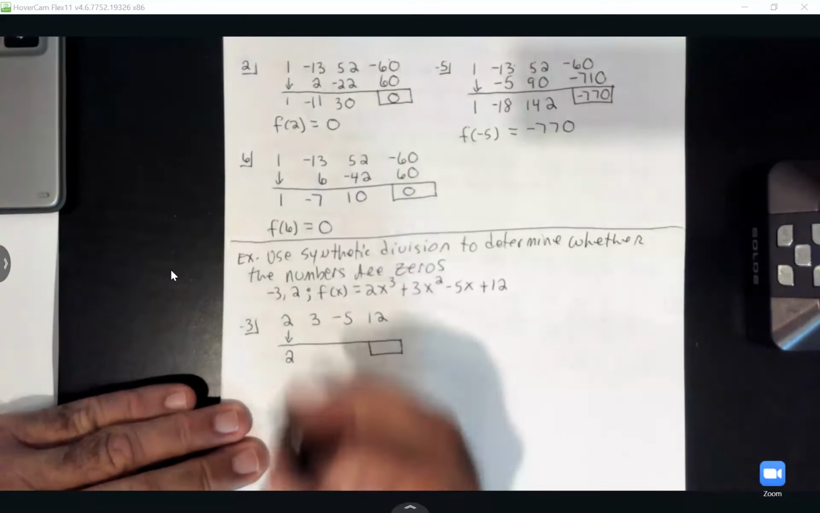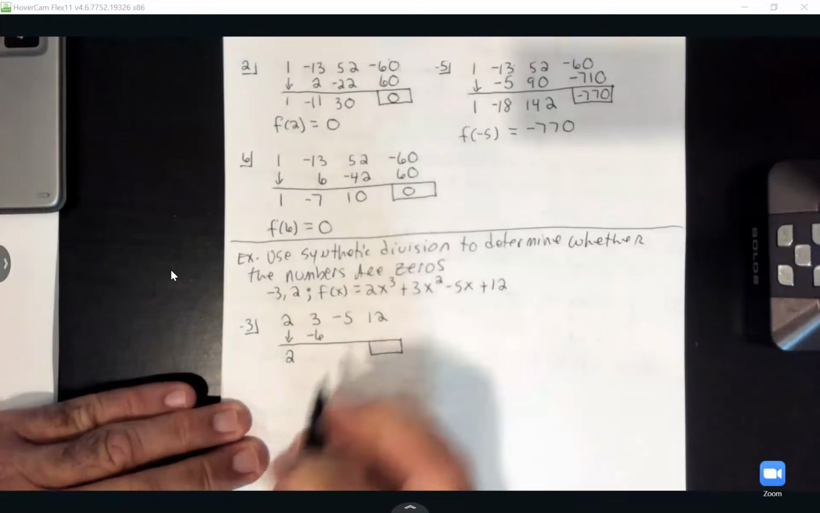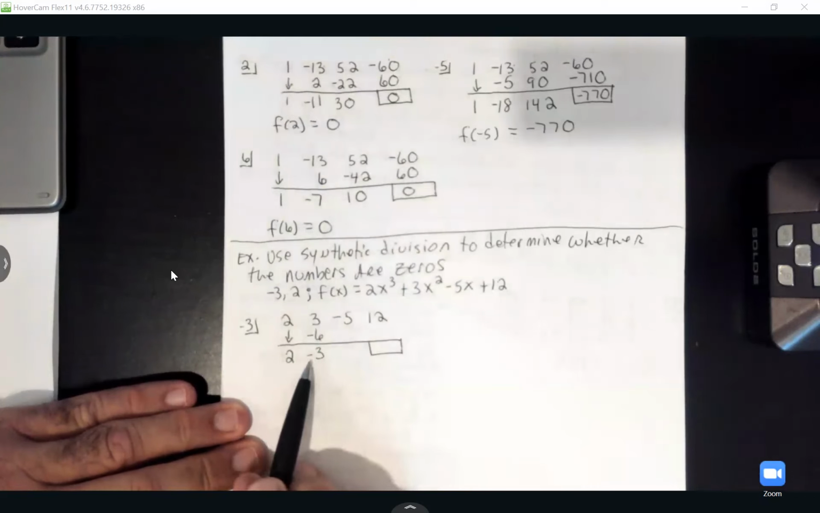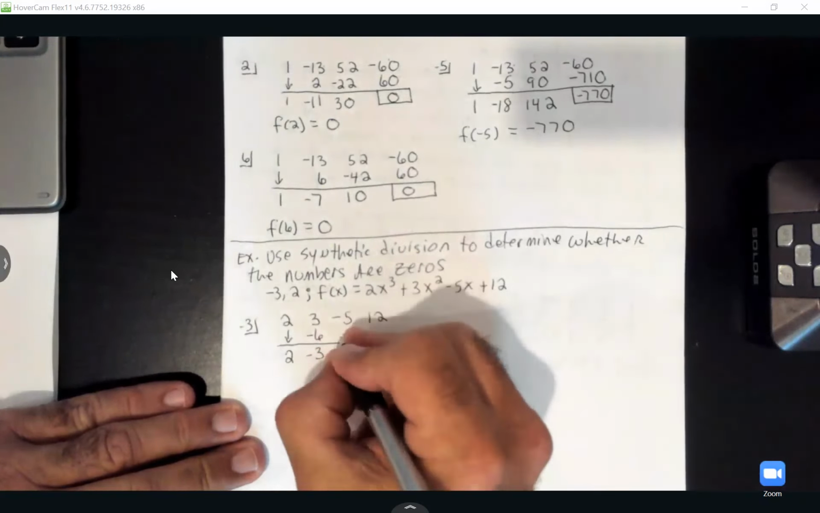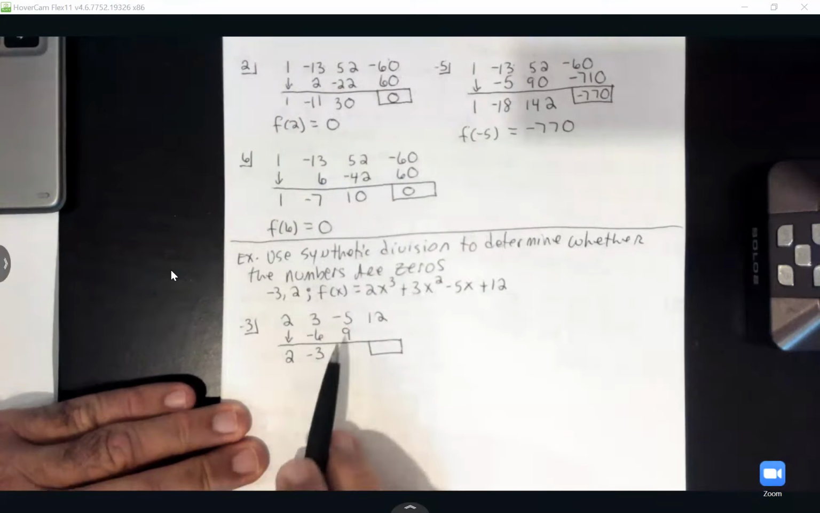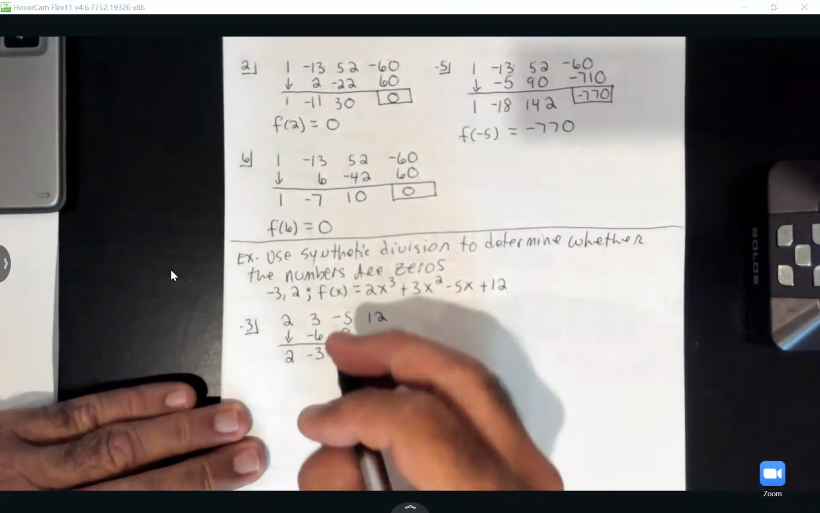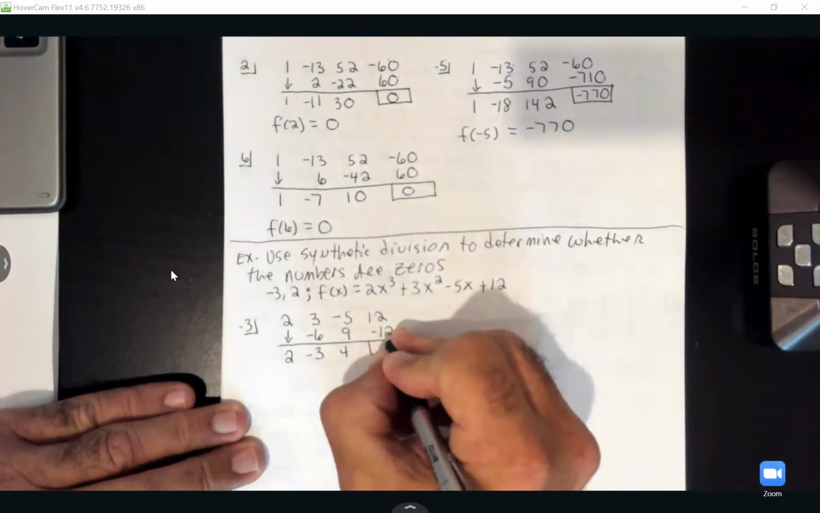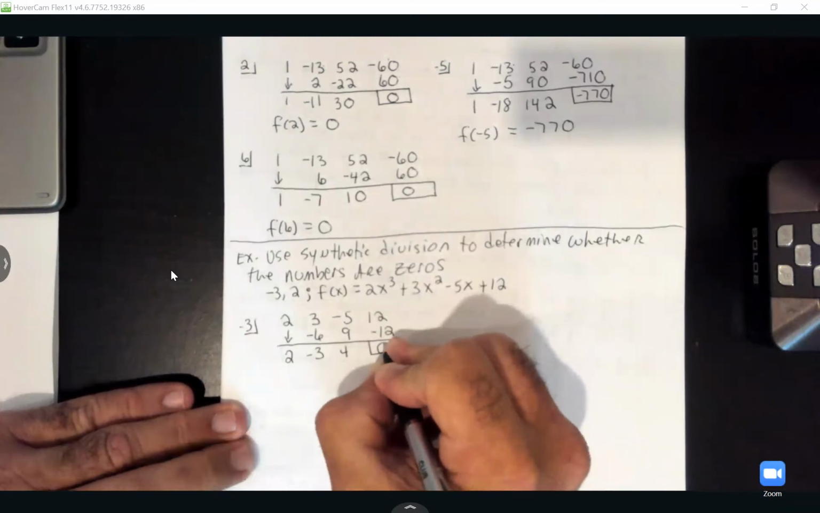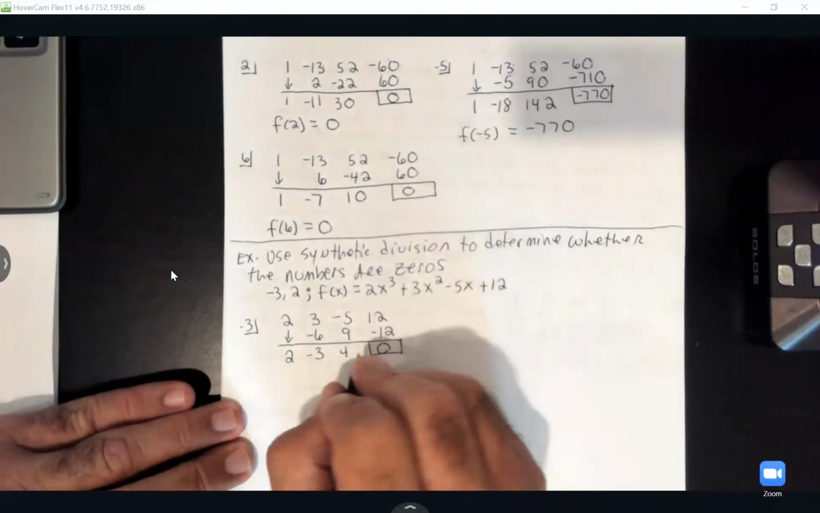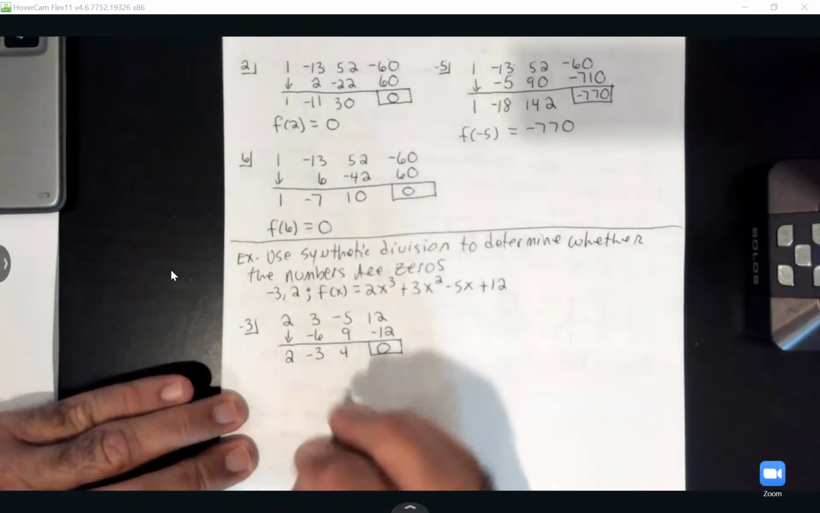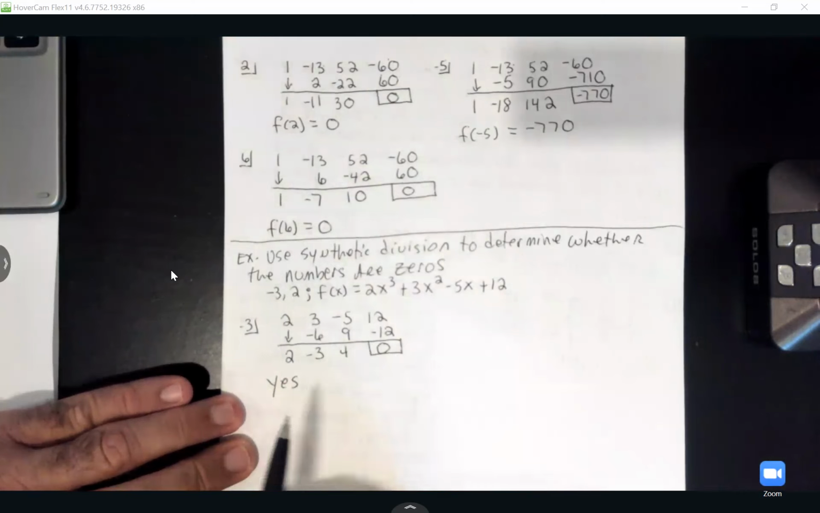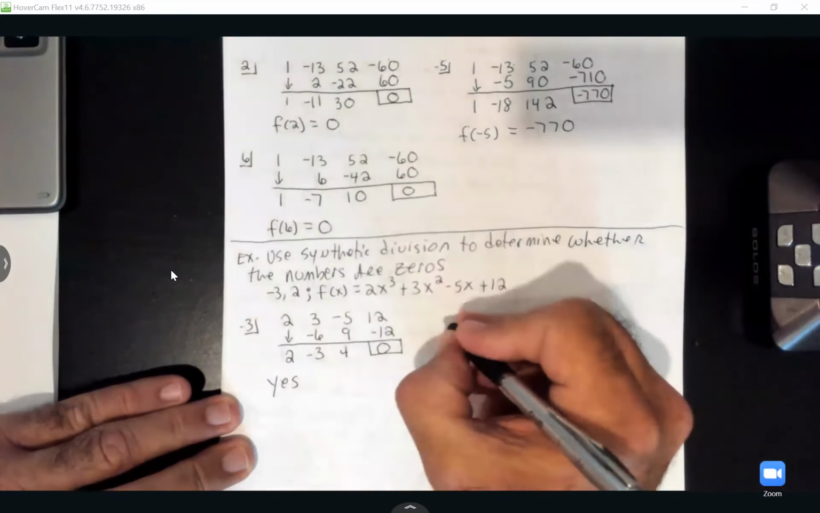So 2 times -3 is -6. 3 and -6 give you -3. -3 times -3 is a +9. -5 plus 9 is 4. And y'all look at that. 4 times -3 is -12, which gives me a 0 remainder. So that is a yes for that one.